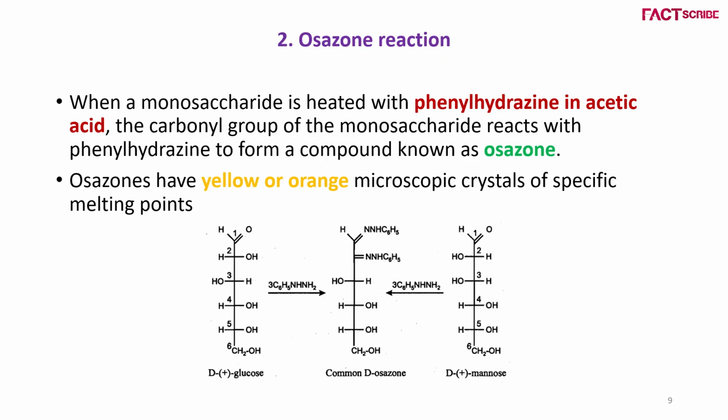Next, one of the important reactions of monosaccharides is osazone reaction. When a monosaccharide is heated with phenylhydrazine in presence of acetic acid, the carbonyl group of monosaccharide reacts with this phenylhydrazine, leading to the formation of osazone. This osazone is identified by the yellow or orange microscopic crystals with specific melting point.